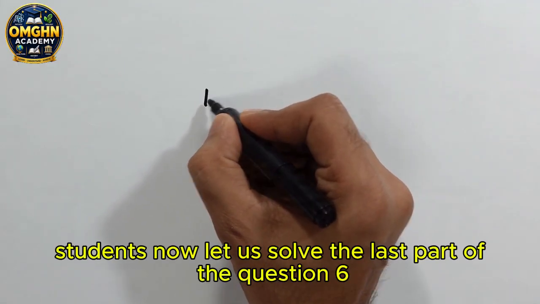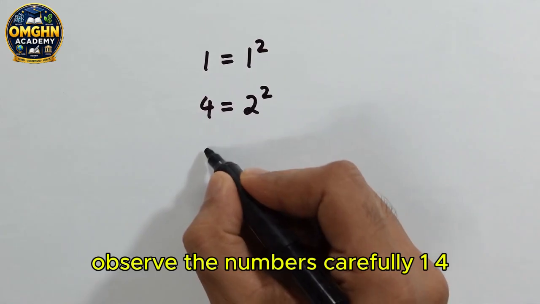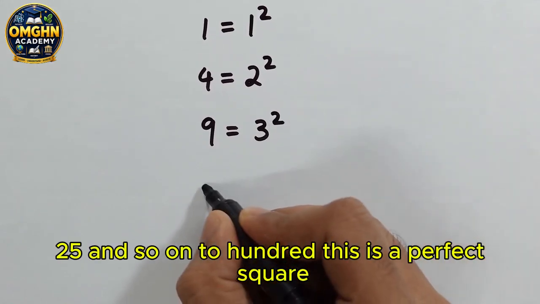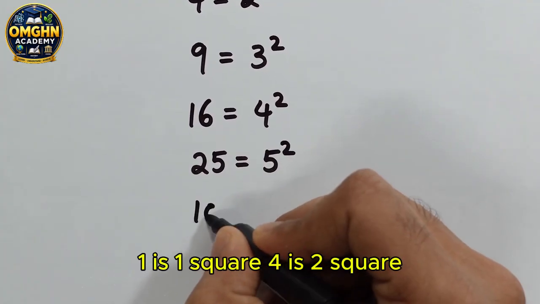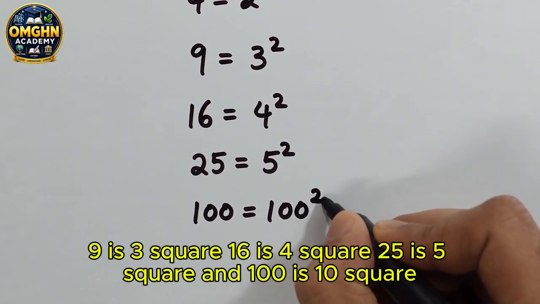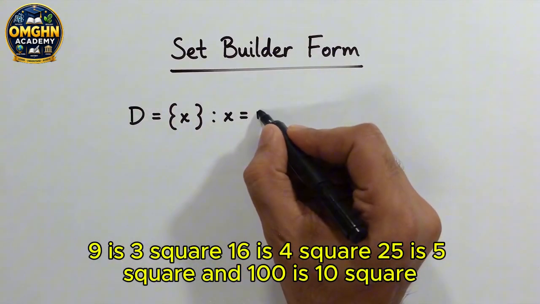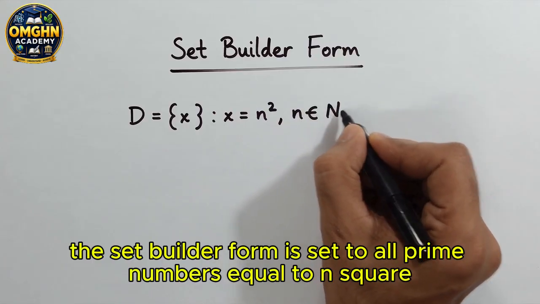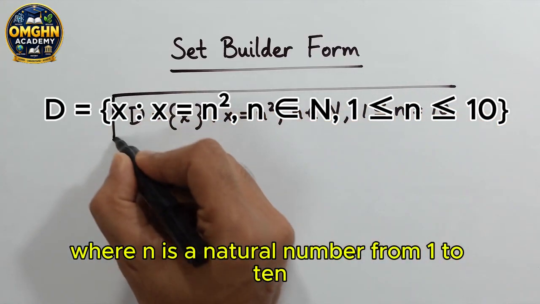Students, now let us solve the last part of question 6. Observe the numbers carefully. 1, 4, 9, 16, 25, and so on up to 100. These are perfect squares. 1 is 1 squared, 4 is 2 squared, 9 is 3 squared, 16 is 4 squared, 25 is 5 squared, and 100 is 10 squared. Therefore, the set builder form is the set of all numbers equal to n squared, where n is a natural number from 1 to 10.